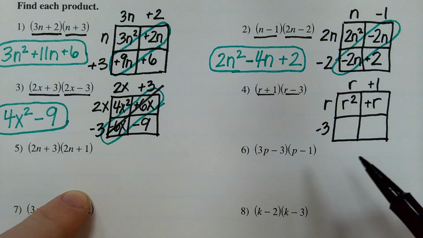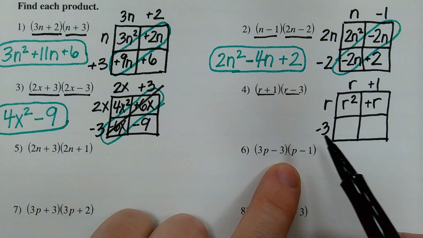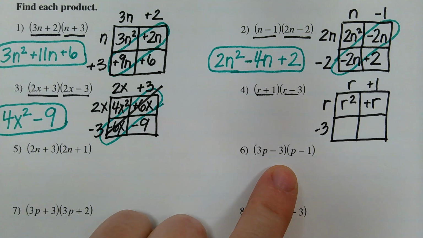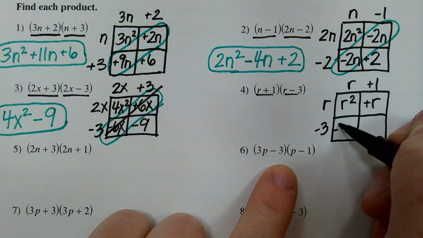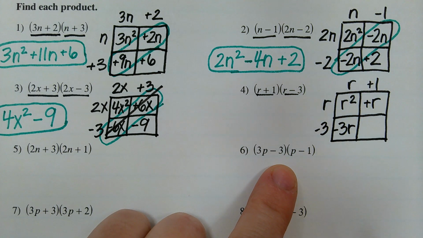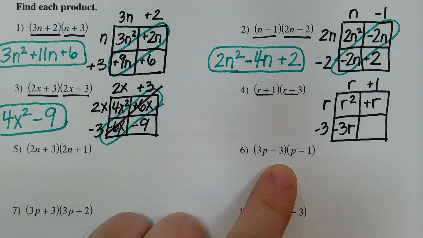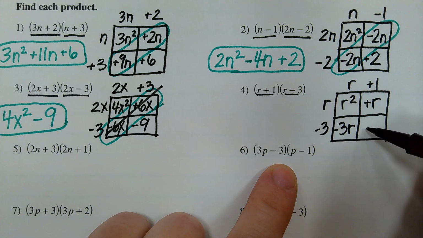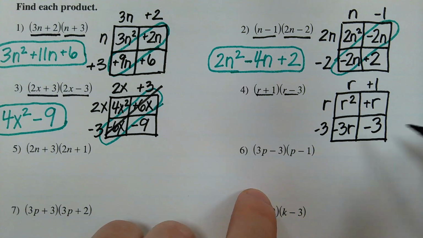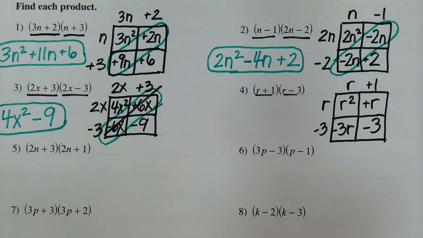All right. Let's do the next part. I've got negative 3 times R. What's that? Negative 3R. And last but not least, I've got negative 3 times 1. Negative 3. Awesome.